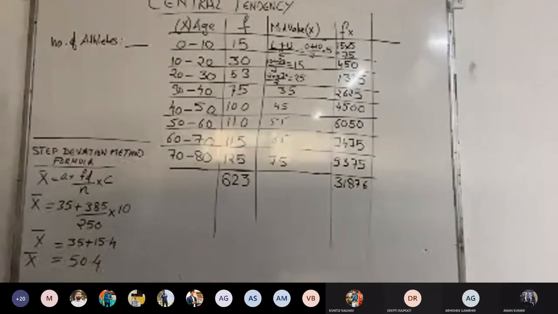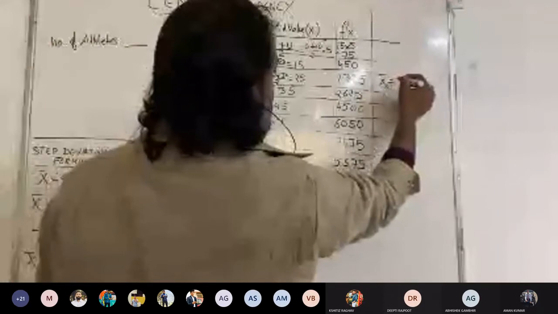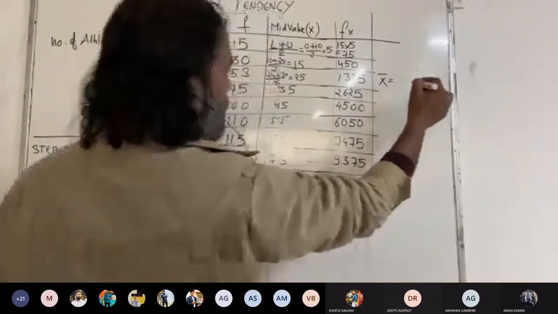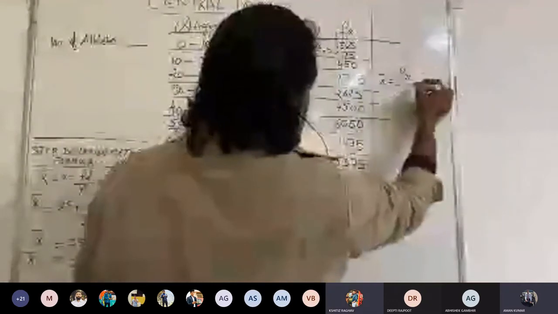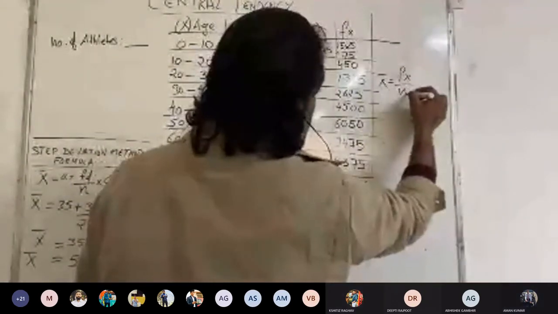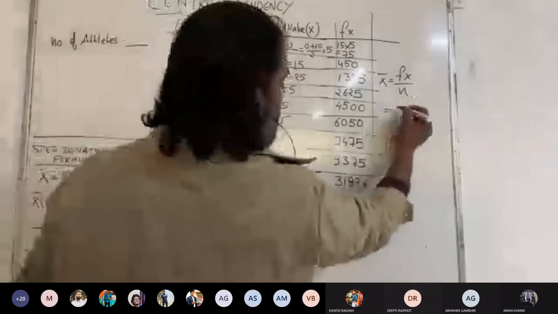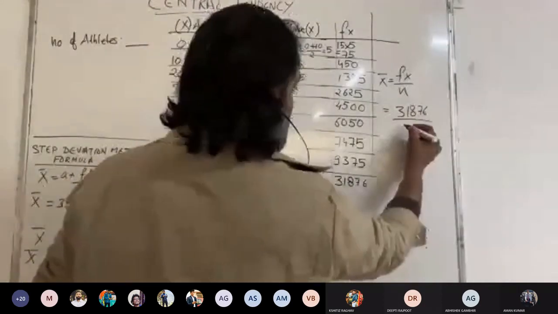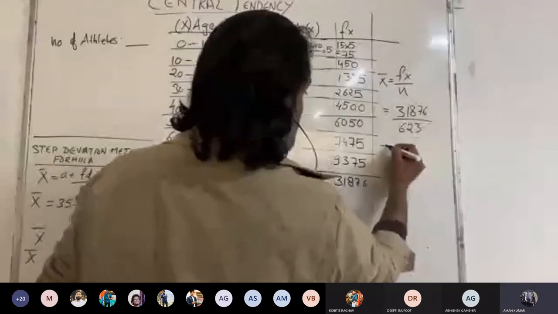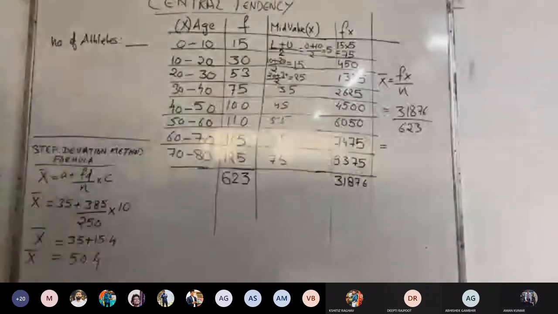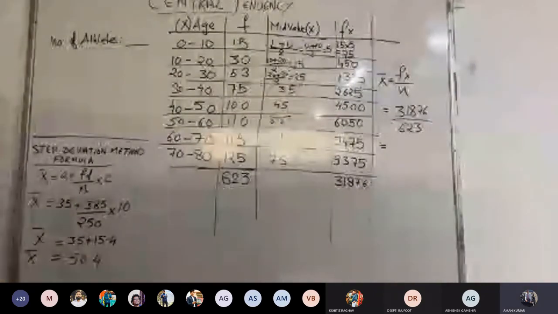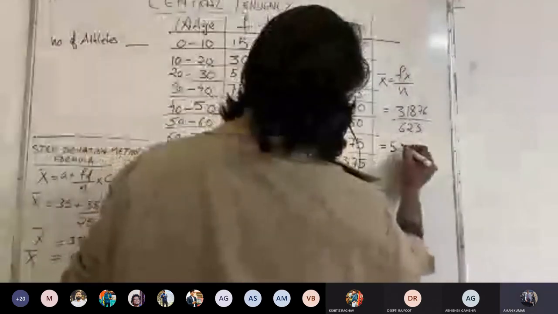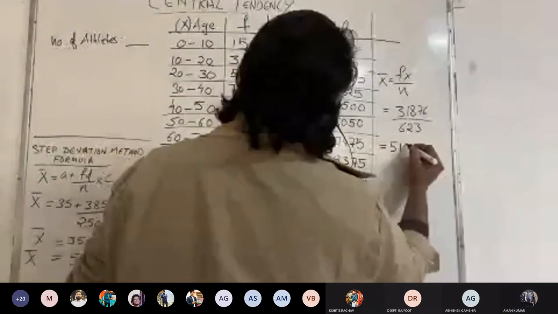Okay, and the formula of mean here is, can anyone tell me the formula? Sir, summation of fx upon summation of f. Yes, sir. Or I use the term n. It will be 31876 divided by 623, and what's the answer? 51.165.